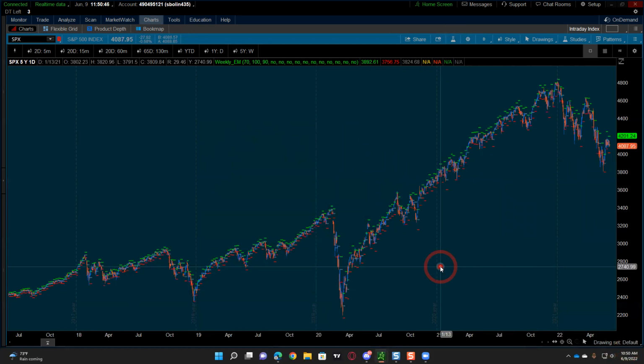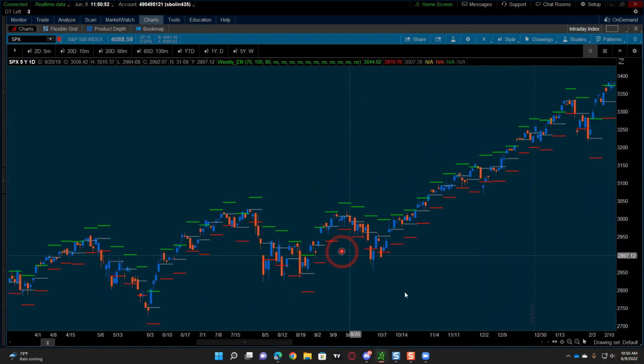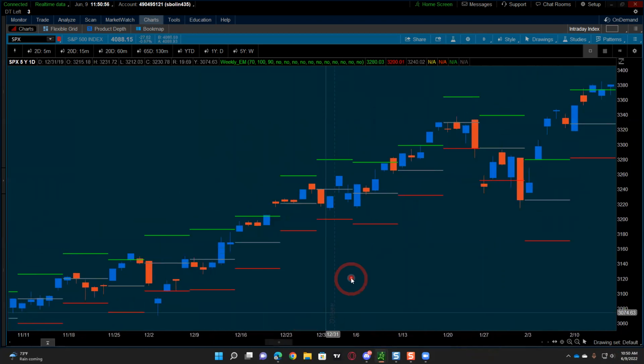But here's the rub. Here's the problem. I'm going to go back before COVID, and we're going to look at one of these weeks, and I'm going to copy the size of the box. So we'll just use our drawing tool here. We'll draw a box, and I'm just randomly picking a week. It wouldn't matter. That was the size of the weekly expected move.